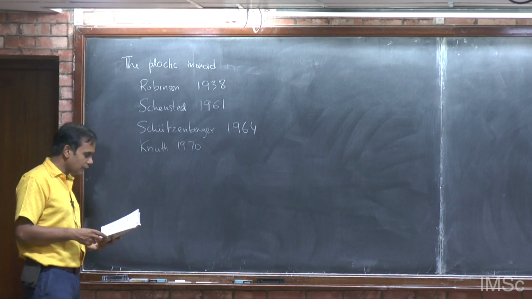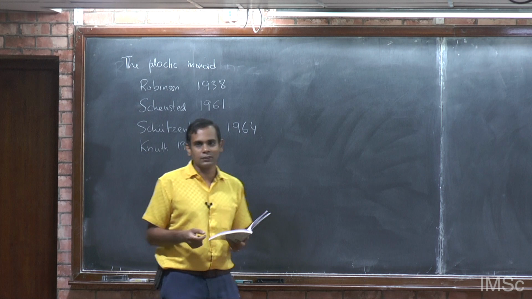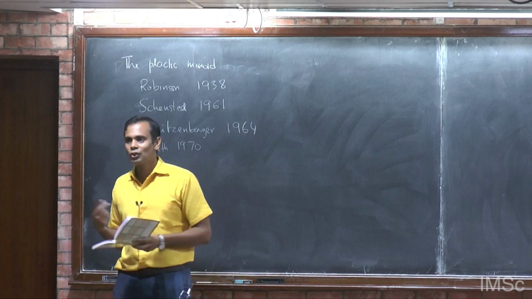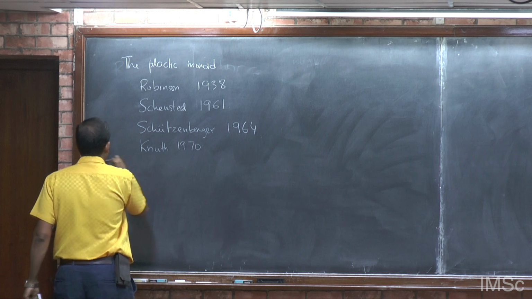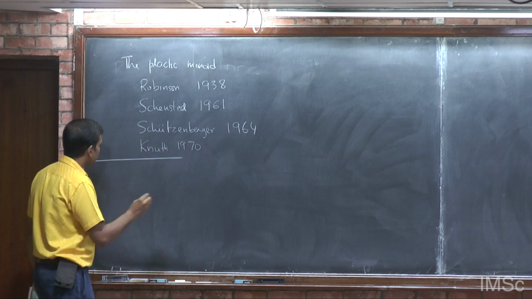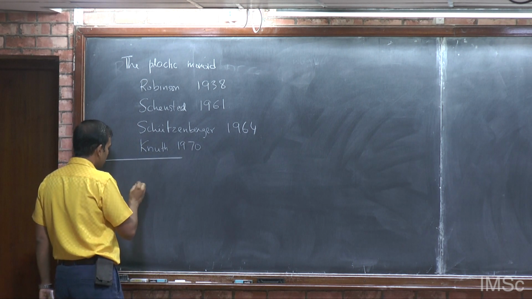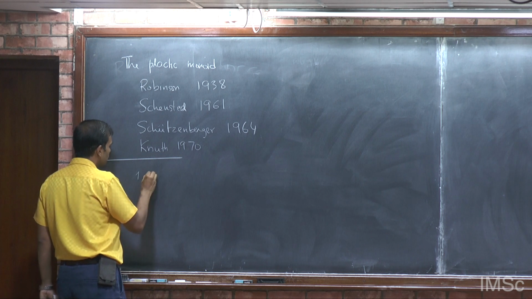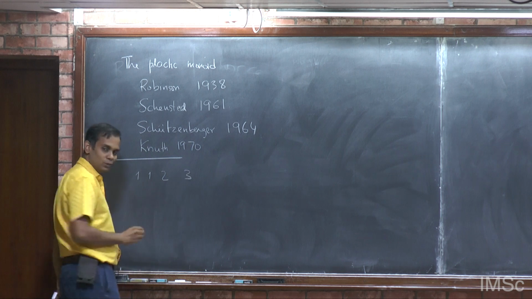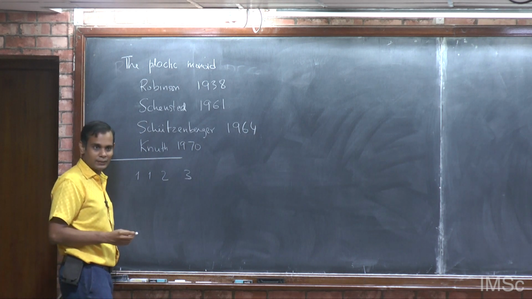But underlying all these things is a very simple algebraic structure, which I will try to explain to you. It is called the plactic monoid. So here is the game. If you have a semi-standard Young tableau, say something like this, I guess everybody knows what a semi-standard Young tableau is by now.